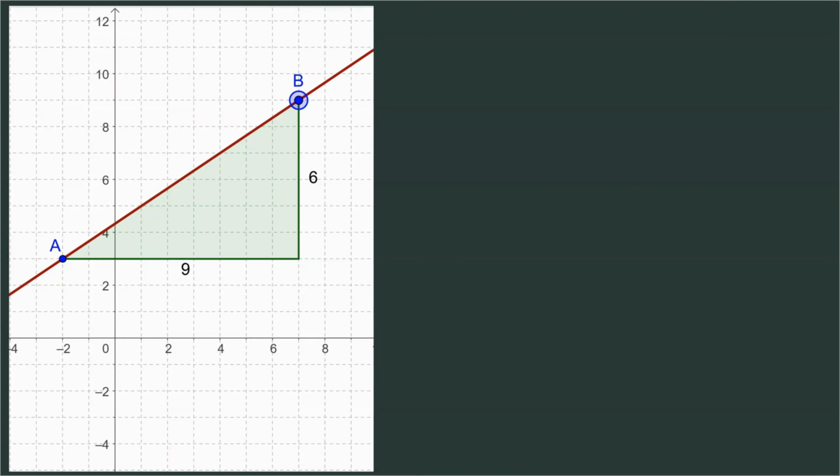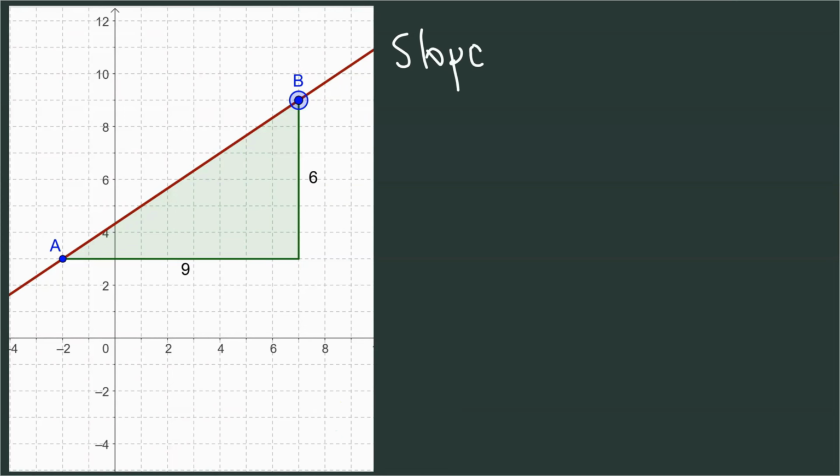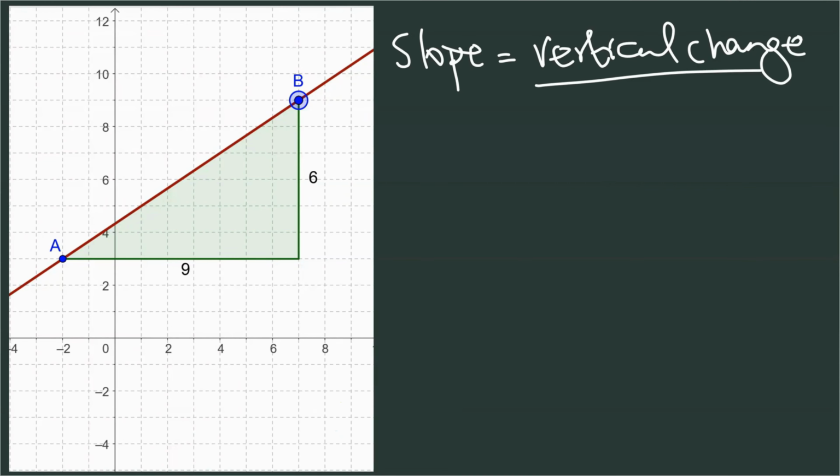In our previous video, we learned how to find the slope. We learned that we could find the slope by dividing the vertical change by the horizontal change. That's what we did in the last video.